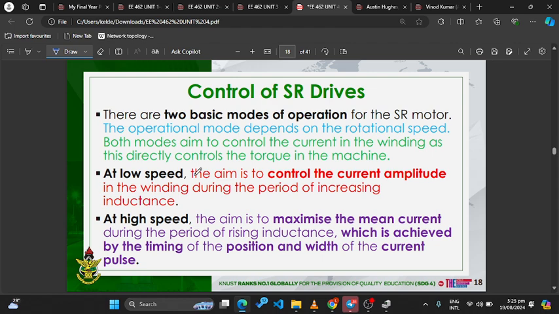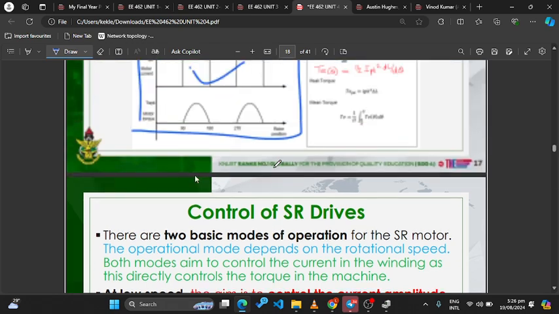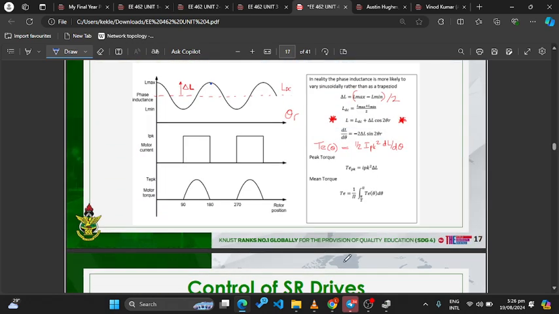Emma, I have a quick question. Please, why are the limits of the integral pi on 2 and pi? Yes, we are finding the average torque over here. So the average is the area under this curve, divided by the period.